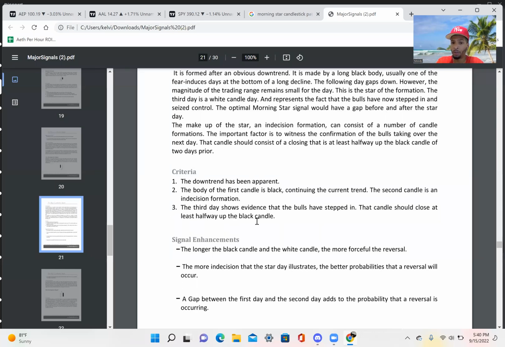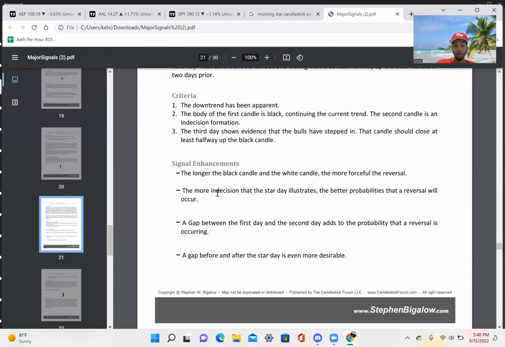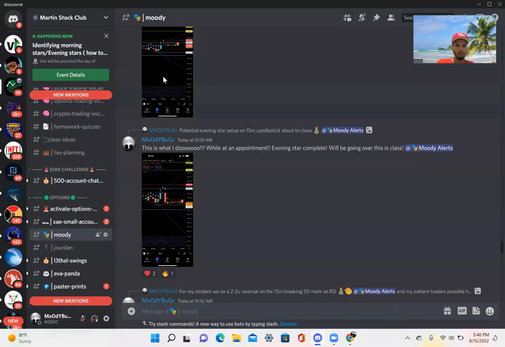The third day shows evidence that the bulls have stepped in, that candle should close at least halfway up the black candle, right? And then there are some more things and signal enhancements to let you know. I'll just read through them real quick: the longer the black candle and the white candle, the more forceful the reversal, right? Let's go back and look at this one.